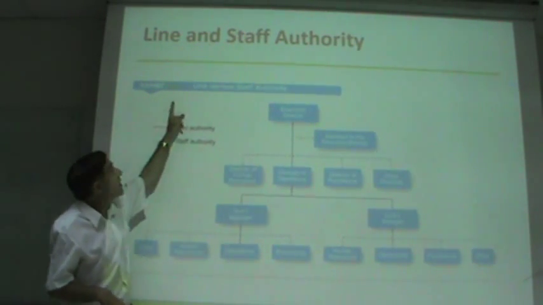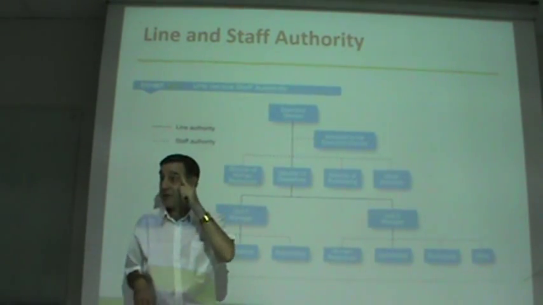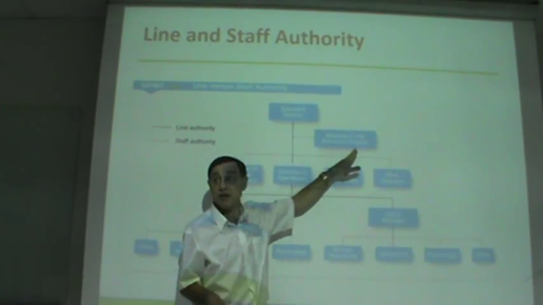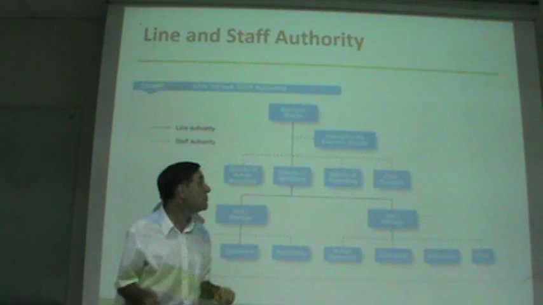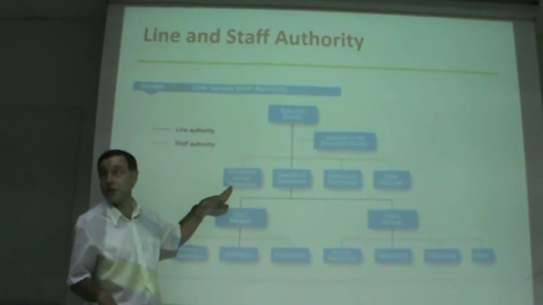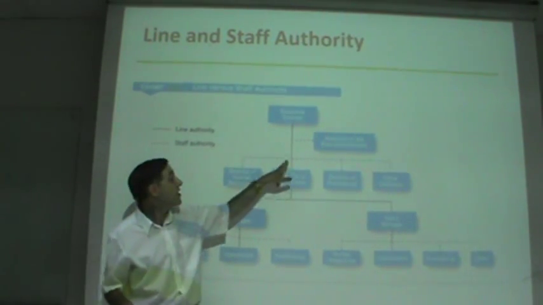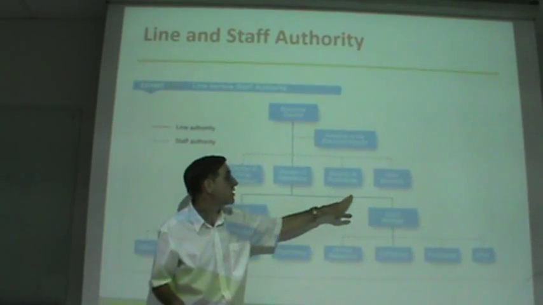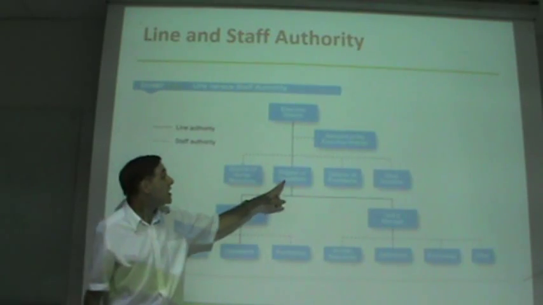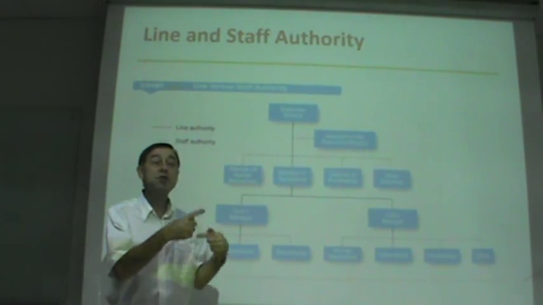So, again, here's the executive director, and as I explained a little bit ago, you're going to have an assistant to the executive director, which is usually called an administrative assistant. And you see, you have a director of human resources, a director of operations, a director of purchasing, and other directors. And then in operations, in a hospital, operations will be doctors.